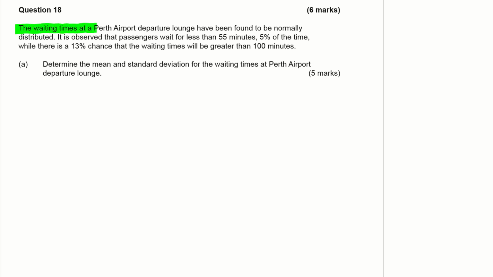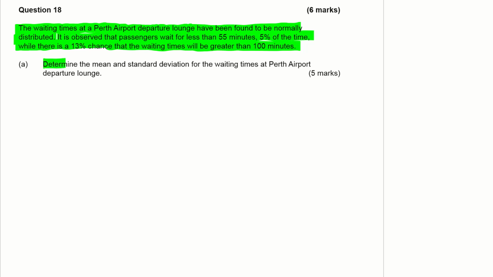The waiting times at a Perth Airport departure lounge have been found to be normally distributed. It is observed that passengers wait for less than 55 minutes 5% of the time, while there is a 13% chance that the waiting times will be greater than 100 minutes. Determine the mean and standard deviation for the waiting times at Perth Airport departure lounge.